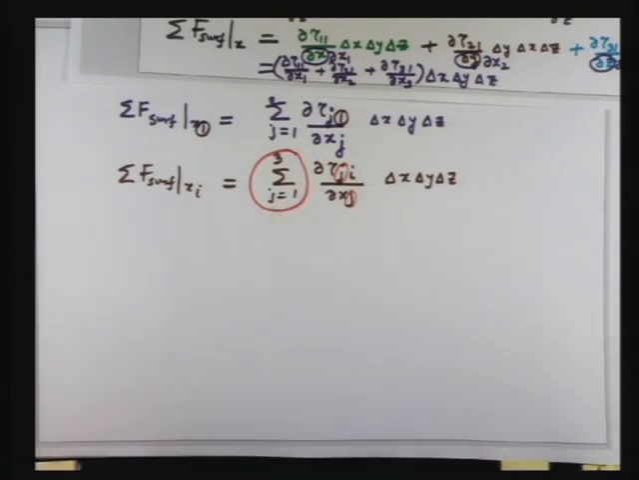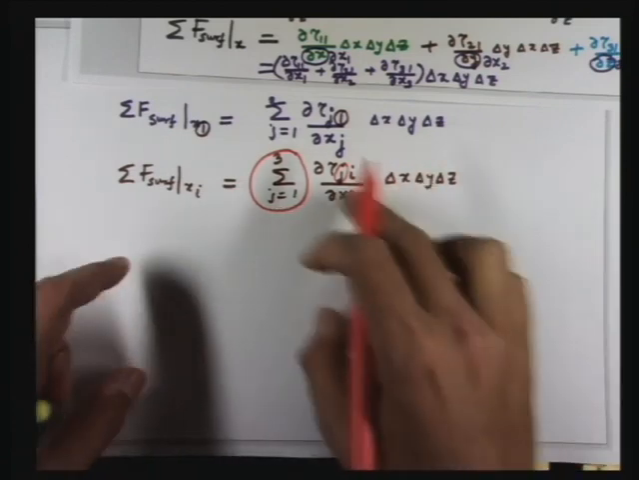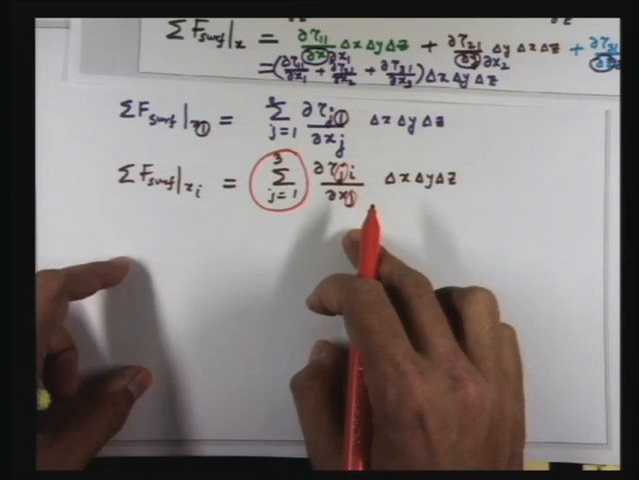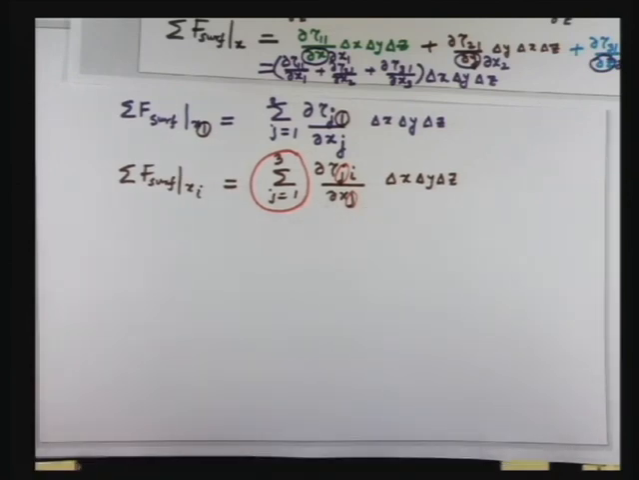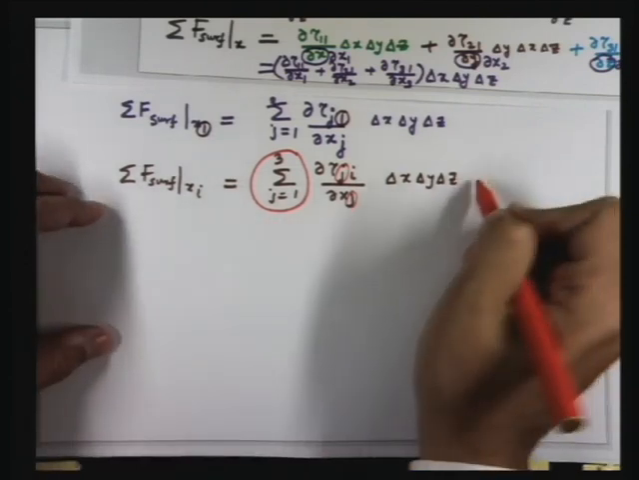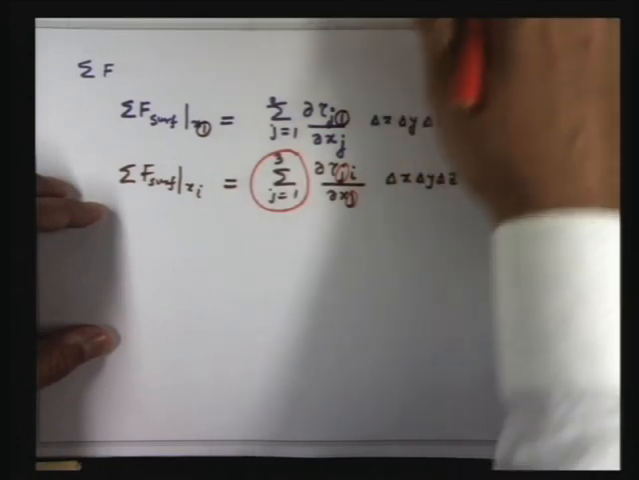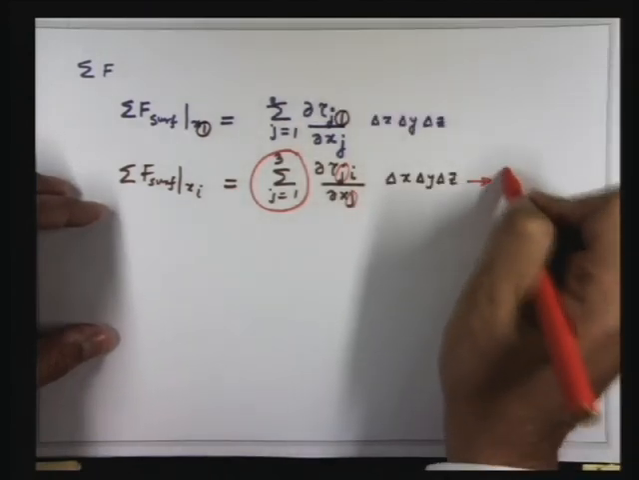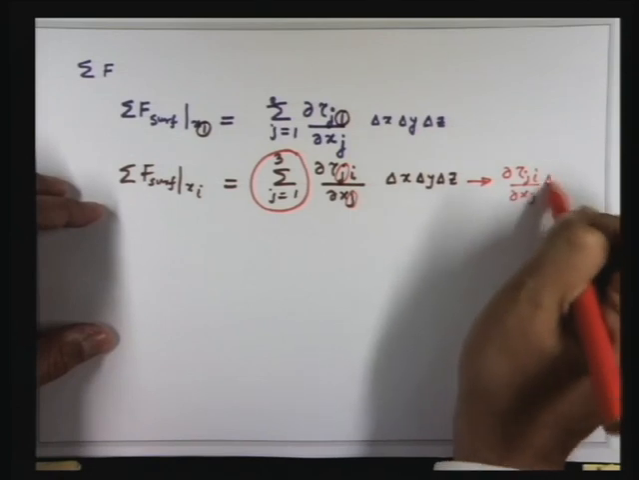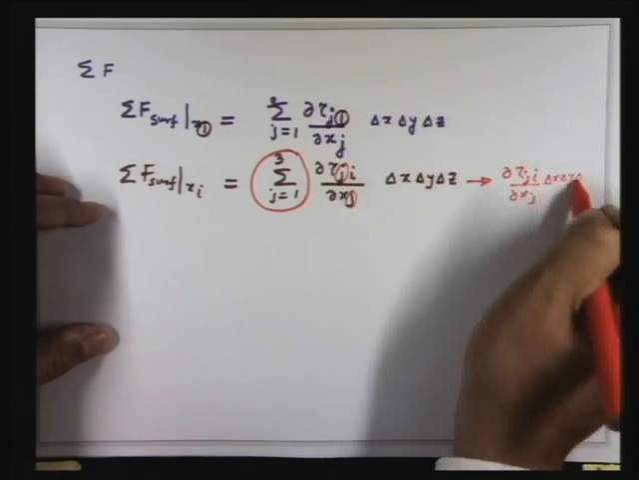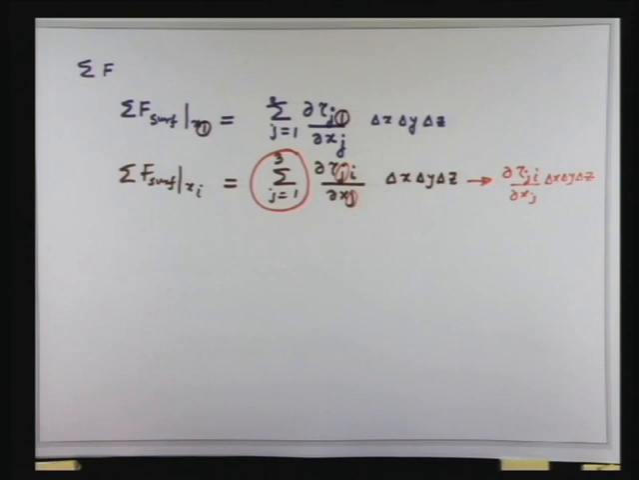How will you understand that there is summation? If there is a repeated index in the expression, you will understand that there is an invisible summation acting on the repeated index. So this is as good as writing del tau ji del xj into delta x, delta y, delta z. This is the first thing.